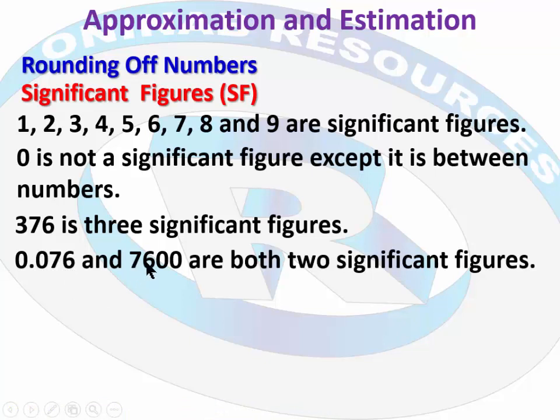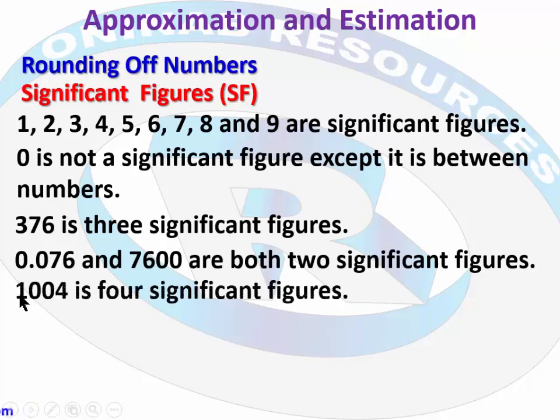Also, in 7,600, 7 and 6 are the only 2 significant figures. The 2 zeros after are not significant figures. So we look at 1004 as 4 significant figures. How? Because these 2 zeros are between 2 significant figures, 1 and 4. Therefore, the 2 zeros will count as significant figures, which makes 1004 as 4 significant figures.